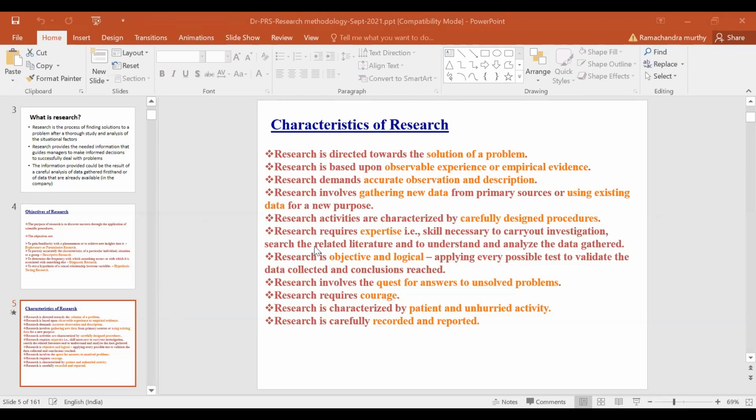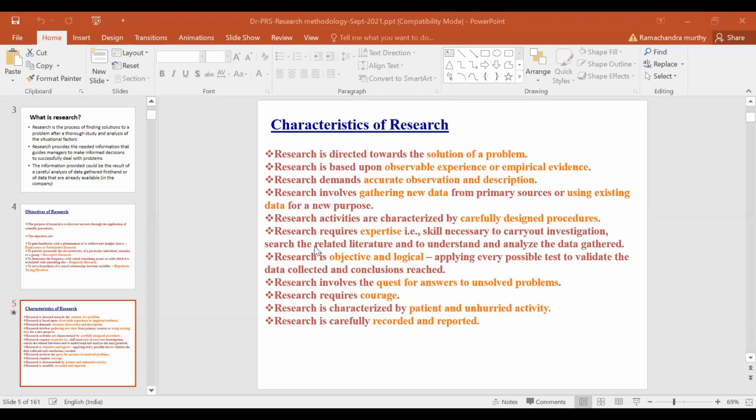So, if you're going to see, research activities are characterized by carefully designed procedures. The procedures should be designed carefully, not just like that, and you also need some expertise and skill. Everybody will take guideship, but you should identify skilled guides. I can say that boldly also. Research involves the quest for answers to unsolved problems, which requires courage, because if your problem is very big, and you are able to find the solution, then nothing is a problem.